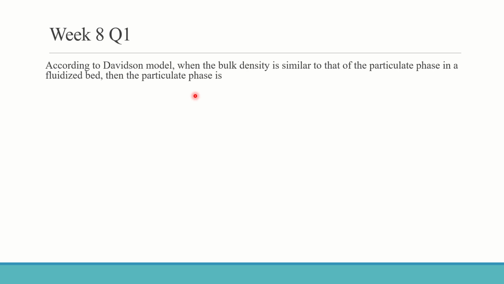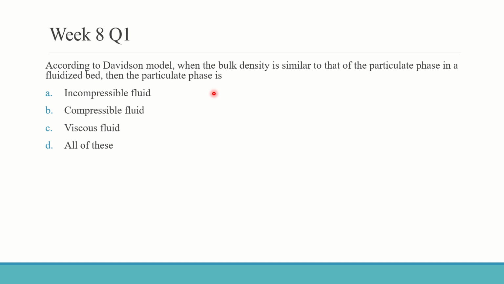So, Davidson model, according to that, when the bulk density is similar to that of a particulate phase in a fluidized bed, then the particulate phase is dash. Option A, incompressible fluid. Option B, compressible fluid. Option C, viscous fluid. Option D, all of these. So the answer is incompressible fluid, because what Davidson model was suggesting is that when bulk density is similar to that of a particulate phase in a fluidized bed, then the particulate phase is incompressible fluid.